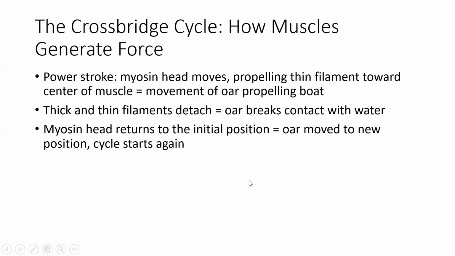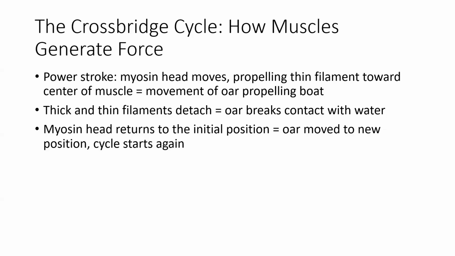And so in that analogy, we can speak about the power stroke. The power stroke is when the myosin head drags the actin towards the M line, and that is what propels the entire sarcomere to shorten. And so that is what, in our analogy, is going to move the boat forward. But in the instance of muscle, this is what is bringing the actin filament closer to the M line.